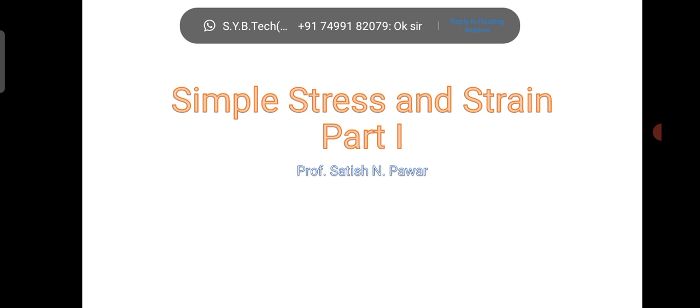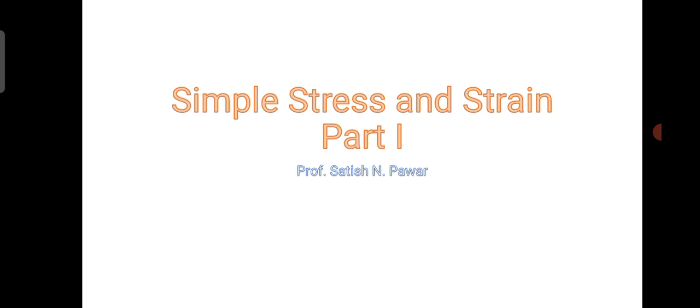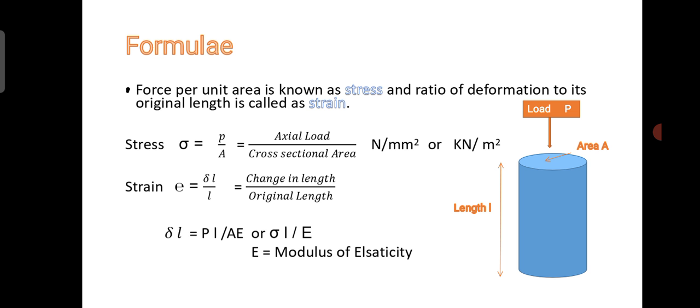Before solving problems, we have to take a look at the different formulas we must have to solve them. The first formula is stress. Stress means force per unit area. Force is nothing but the load. Force and load are similar things, and it is the axial load. Axial load means the load is applied on the axis of the object.